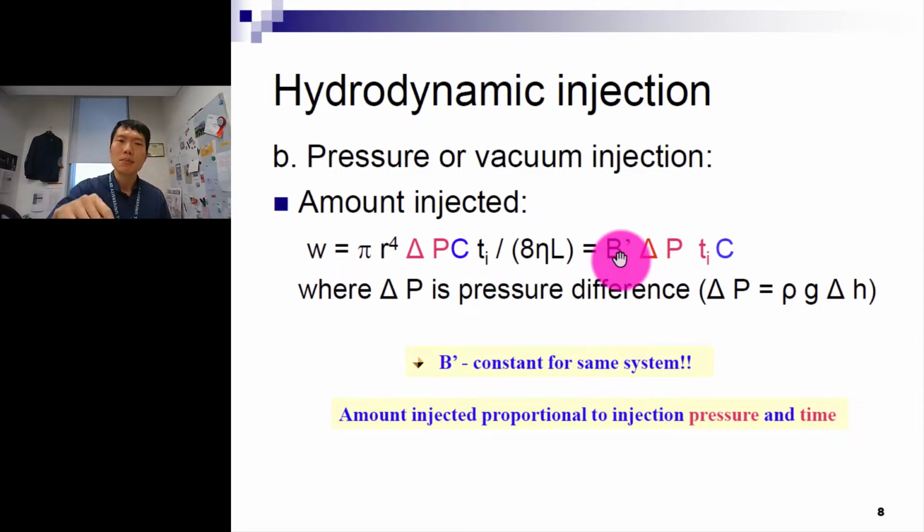It's not the same as B just now, but what is consistent is that it's constant for the same system. In this case, we notice that the amount of the sample injected is proportional to the injection pressure and time, no longer about the height difference. Because now it's about pressure and vacuum, there's no difference in the height. Okay? So you just see that, right? We just want to group this term here, Pi R4 into B prime, that's all. Over the Ti over the 8 nu L.